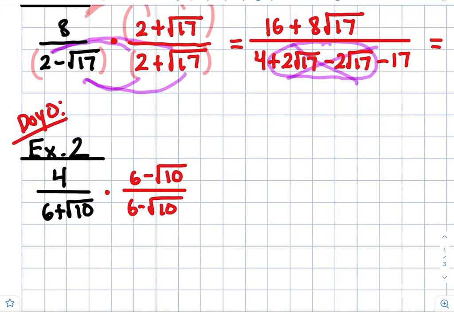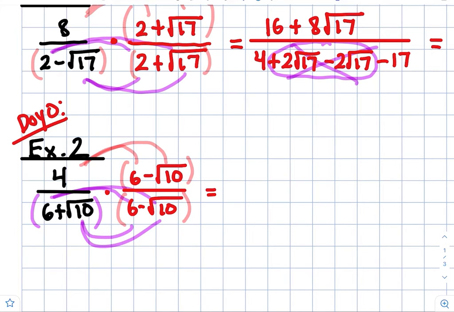Now we've got to do our distribution. So the 4 distributes to both of these. And here, the 6 distributes to both, and the radical 10 distributes to both. So here we're going to have 4 times 6, which is 24. 4 times negative square root of 10 is negative 4 radical 10. All over 6 times 6, 36.